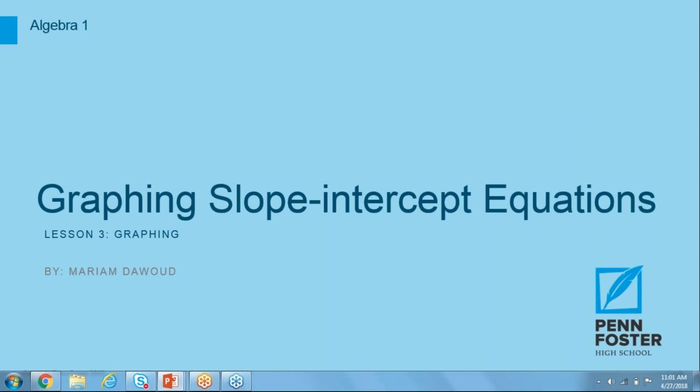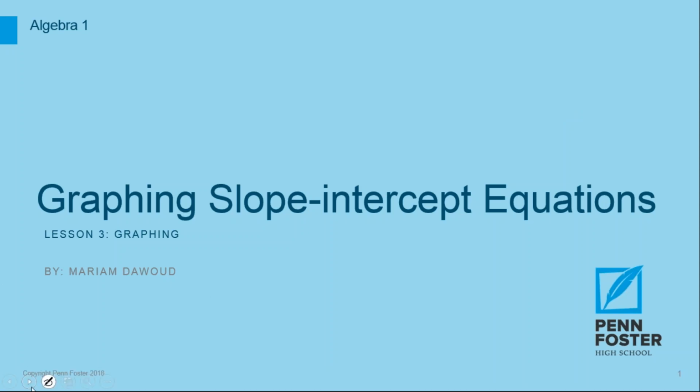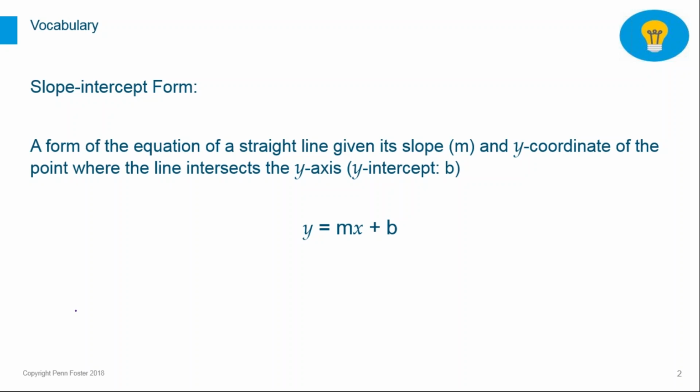Hello everyone. In today's video, we will look at how to graph slope-intercept equations. First, we need to know what is the form that puts the equation in slope-intercept form. Well, slope-intercept form is a way to describe a straight line, a form of an equation of a straight line given its slope and the y-coordinate of the point where that line intersects with the y-axis.